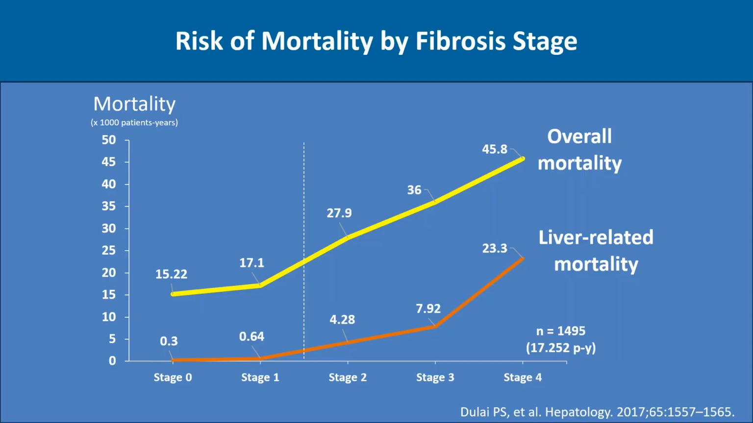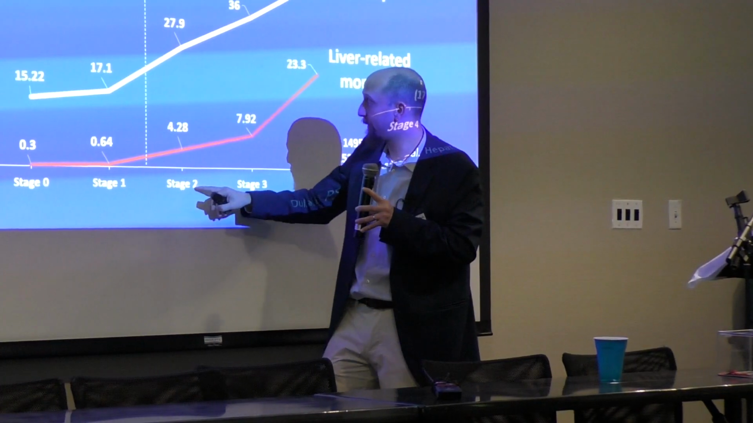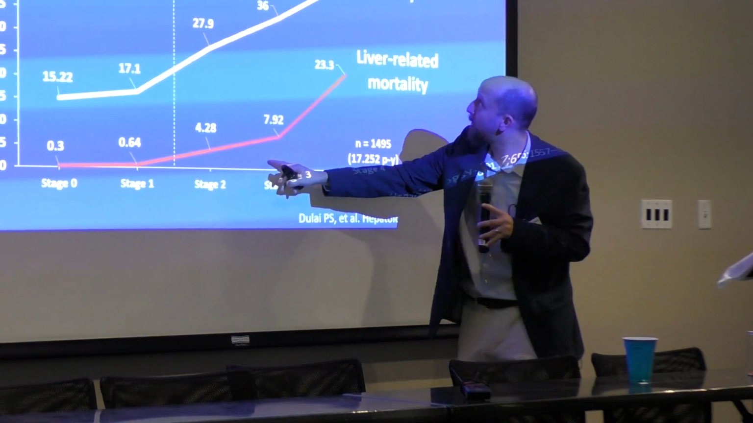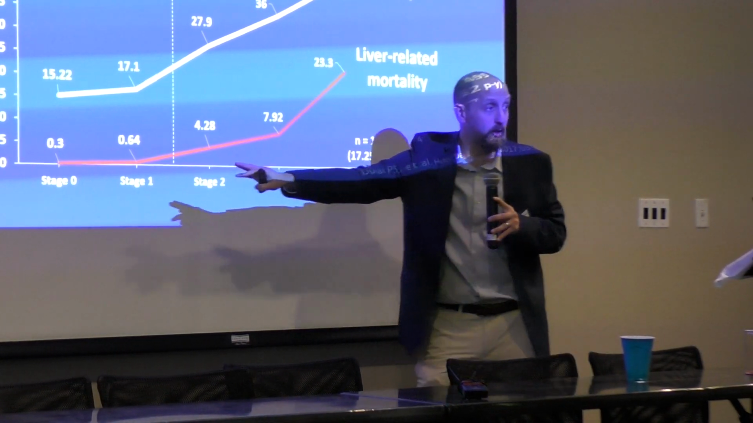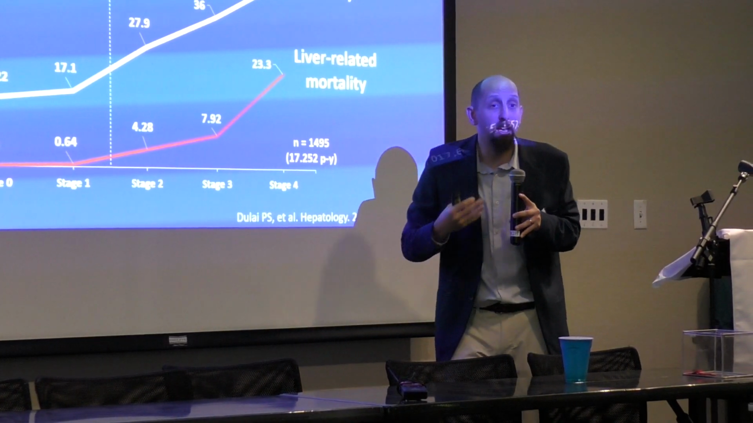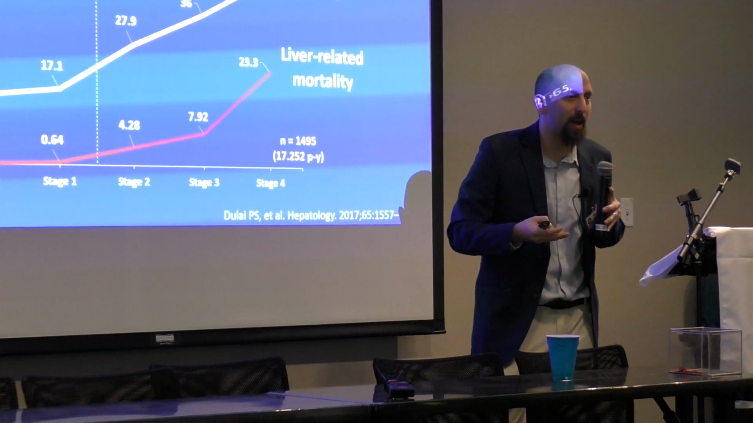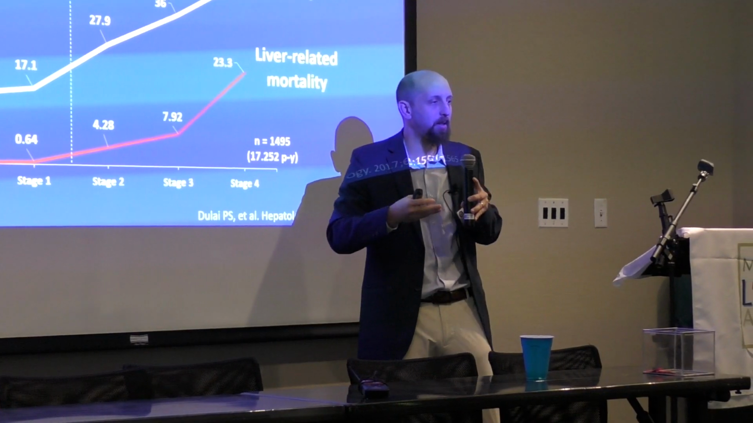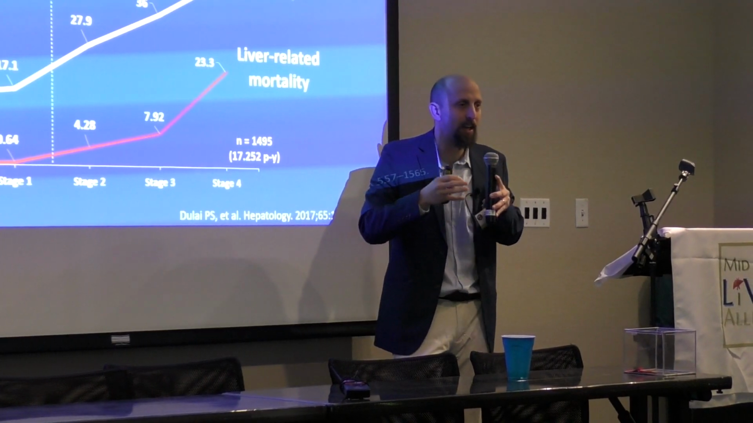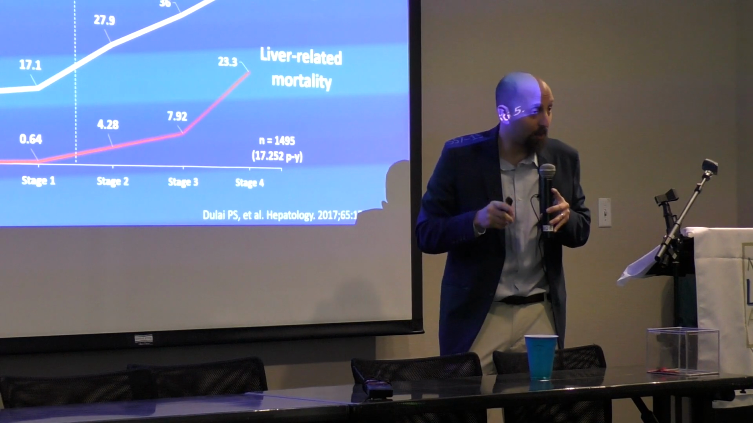This looks complicated, but the only point I want to make here is that these are the stages of fibrosis, okay? And we know that mortality goes up as your stage of fibrosis goes up, okay? If I was a hepatologist, a liver doctor, I would be telling you how important it is to focus on fibrosis, and that's the most important thing. However, I'm not a liver doctor.